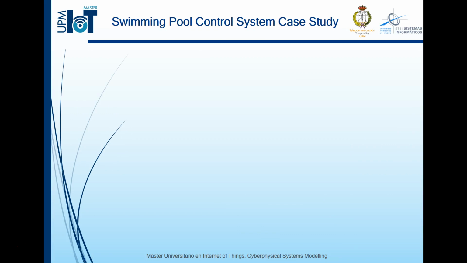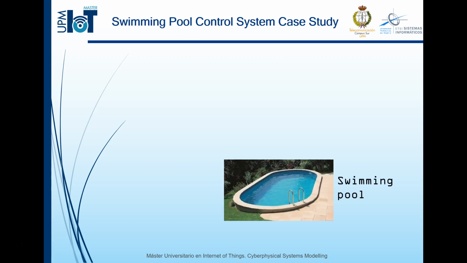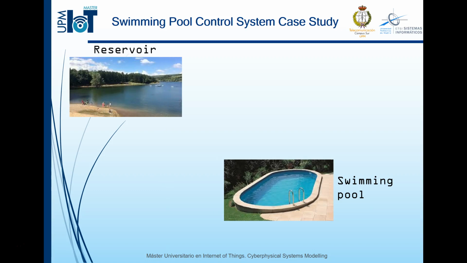To drive both sessions, today and next Wednesday, we are going to build an example called the Swimming Pool Control System Case Study. Which are the main elements? If we are talking about a swimming pool, of course we have a nice swimming pool here. We have to fill this swimming pool with water, and the water is stored in a reservoir. Of course, there are some city pipes to move the water from here to our swimming pool. But in our case study, we are only interested in the control of a water pump to move water from the reservoir to our swimming pool.